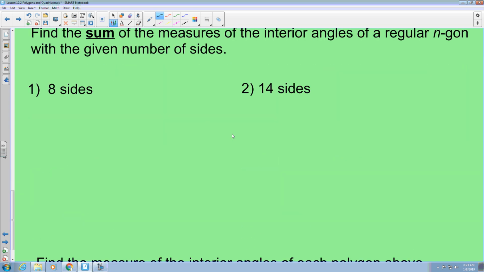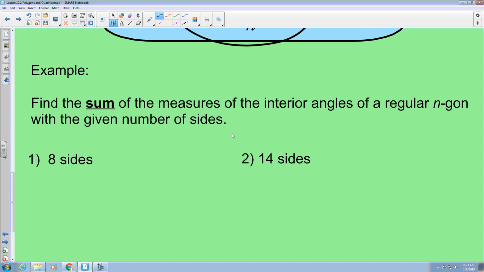Okay. So here it says find the sum of the measures of an interior angle of a regular polygon with the given side measurements. So it's asking for the sum of the measures. So we have an 8-sided figure, which we use the chart, and we know that it creates 6 triangles. So we just take 6 triangles times 180, 6 times 180. It was 1080 degrees. So that would be the sum for an 8-sided figure.